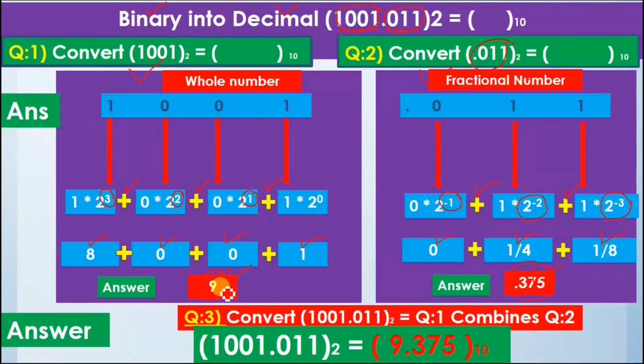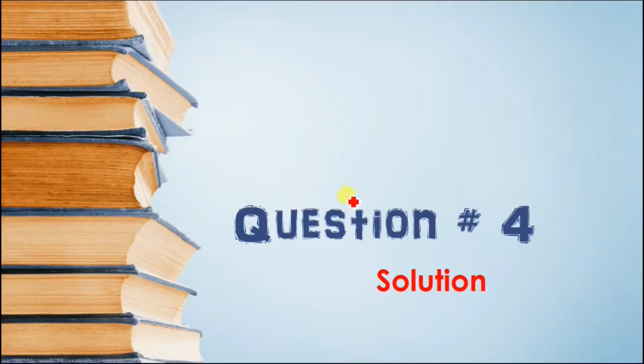So now we can see that 9 comes from here. So the answer is 9.375 comes from here. So this is how we can calculate the final answer, and we can say that the binary number 1001.011 in binary is equal to 9.375 in decimal. So now we move to the solution of question number 4.